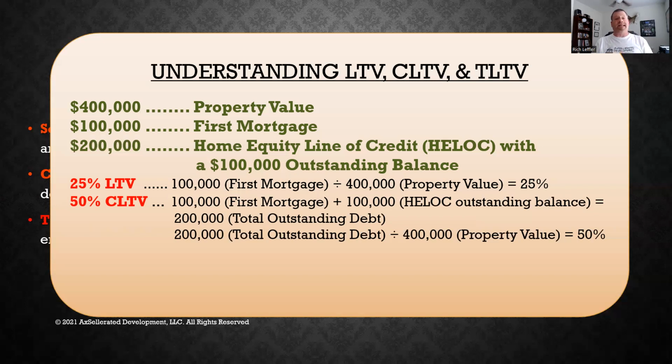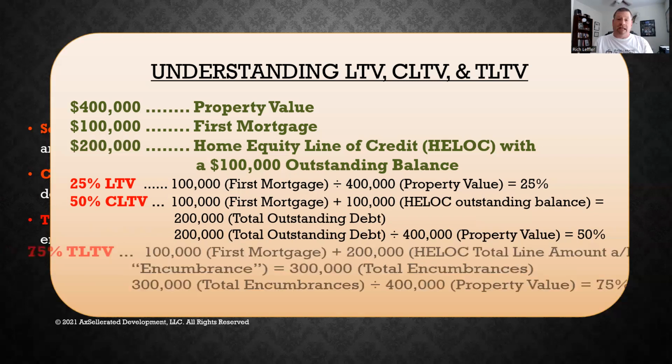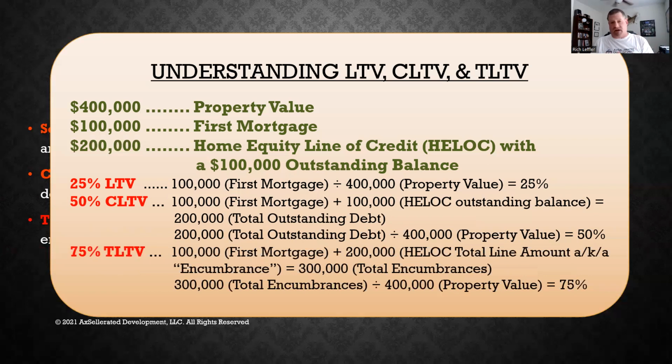Now, mind you, CLTV is only a momentary snapshot in time. And that's because the moment that the borrower pays anything down against the outstanding home equity line of credit balance or borrows against the available credit of it, either way, up or down, even by a penny, that CLTV will fluctuate. Our TLTV, that's 75%.